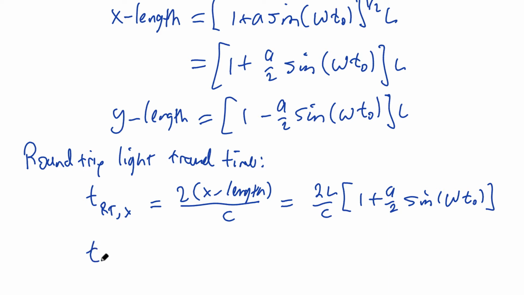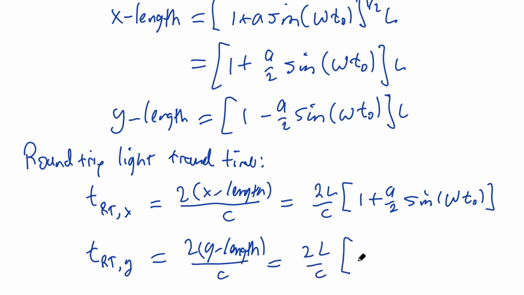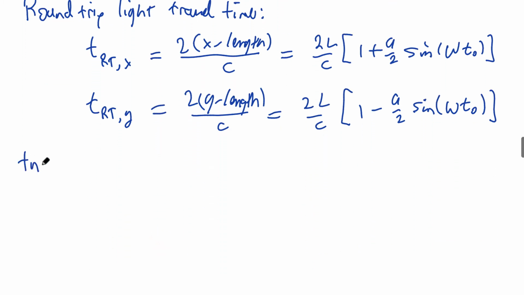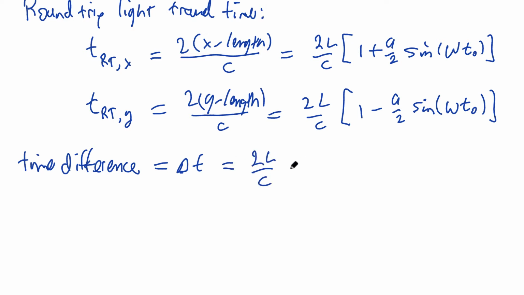And similarly, the round trip travel time for light moving down and back the y arm is 2 times the y length over c, which is 2L over c times 1 minus a over 2 times sine of omega t0. Now the time difference between these two results, let's call it delta t, is equal to 2L over c times a sine of omega t0.